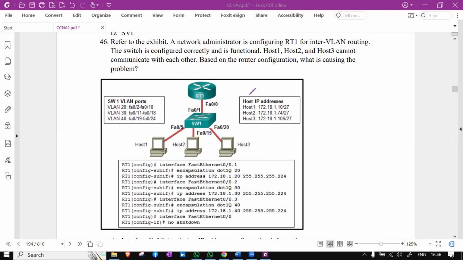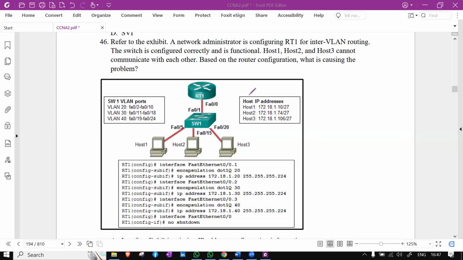So host one IP address. Switch port FastEthernet 0/2, 0/2 in the loopback, 0/11. VLAN 20, VLAN 20. So that's host 1.